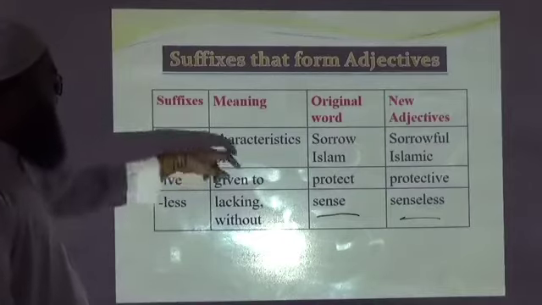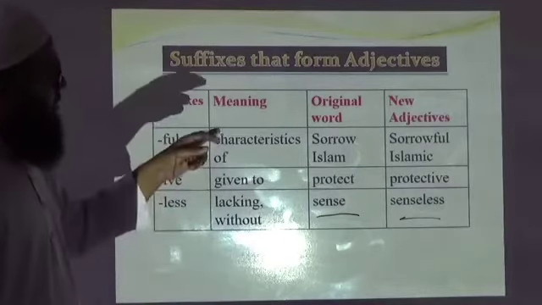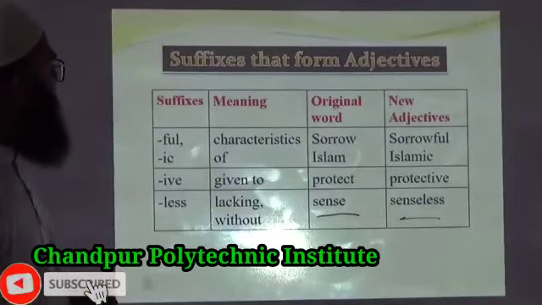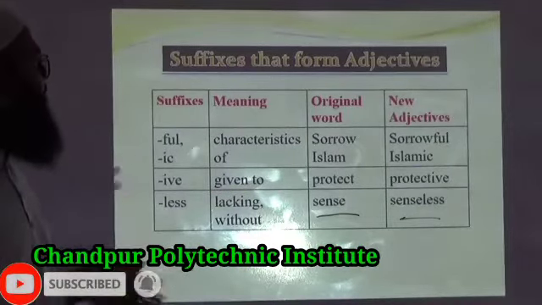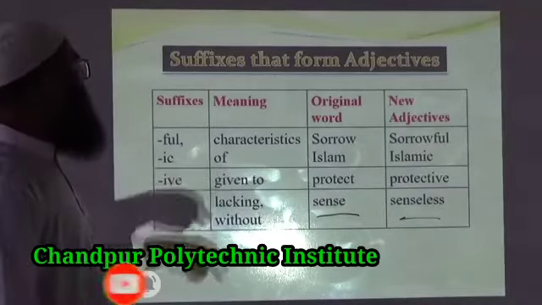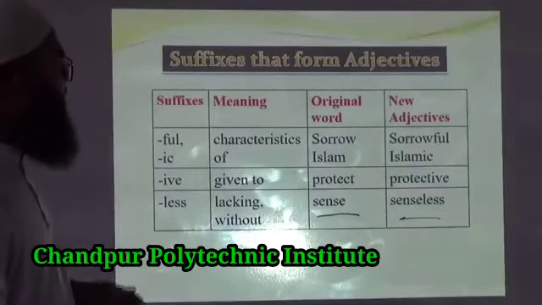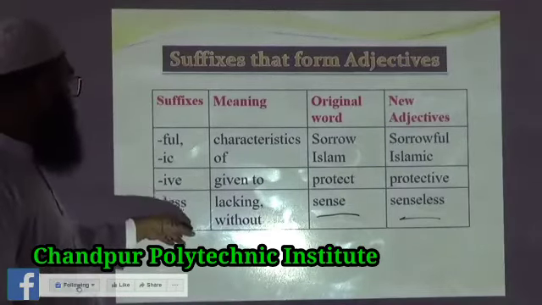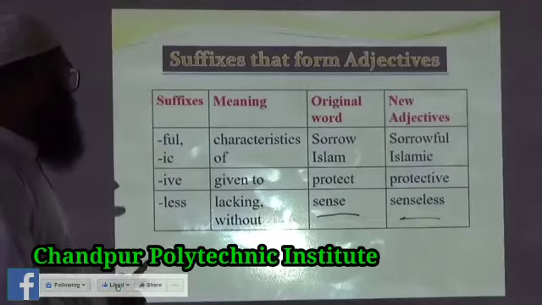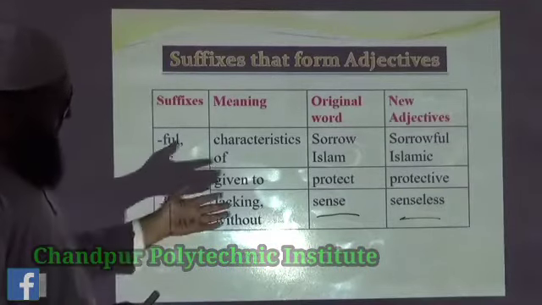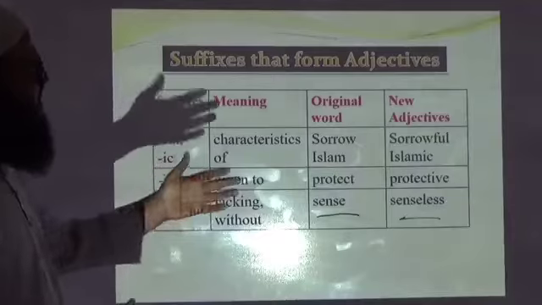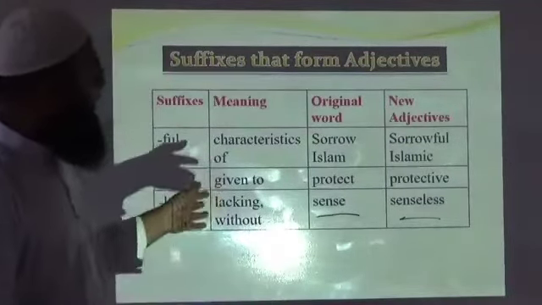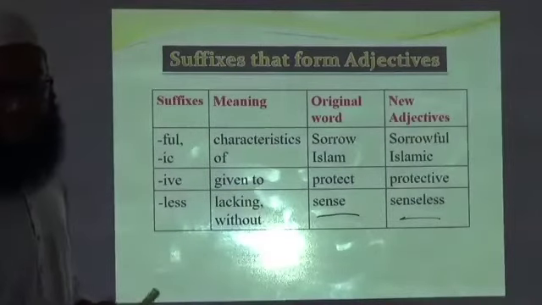FUL, I see characteristics of. Sorrowful. The character of sorrow. IVE, given to, protective. Protect verb, protective adjective. LESS, that means the lacking of something. Sense to senseless. Sense is a noun and senseless is an adjective.